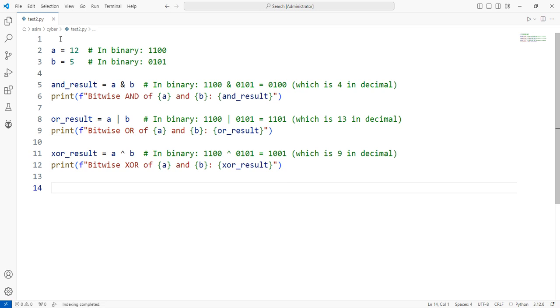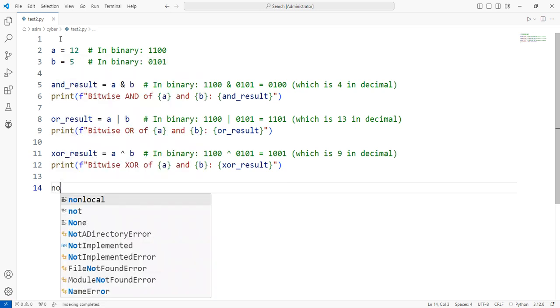Bitwise NOT operation. The NOT operation inverts all the bits. In Python, it gives the negative of the number minus 1.